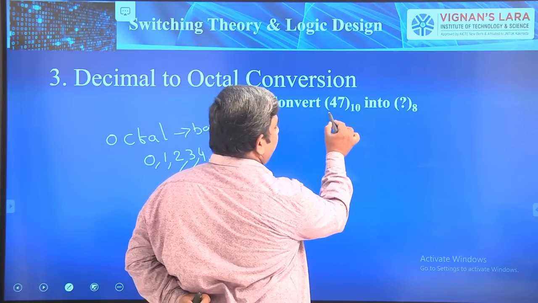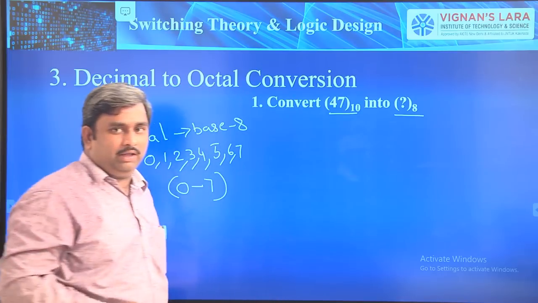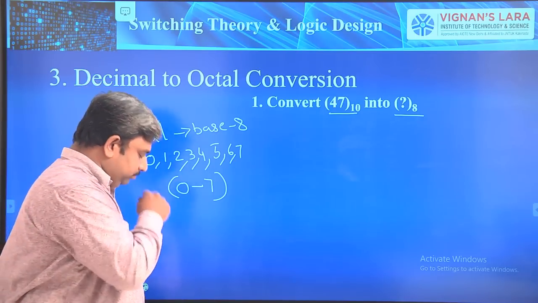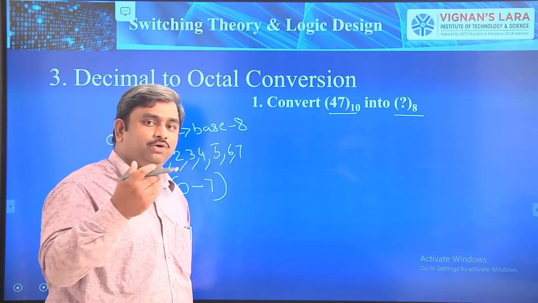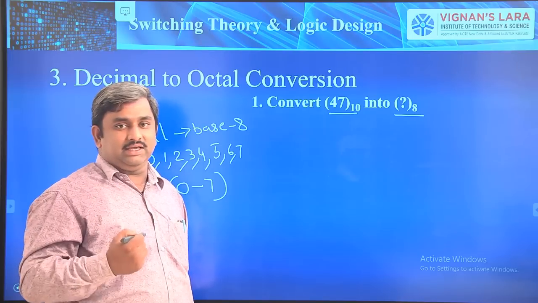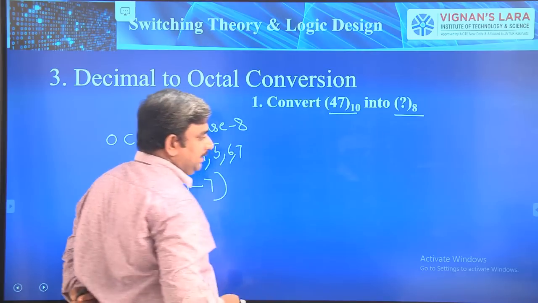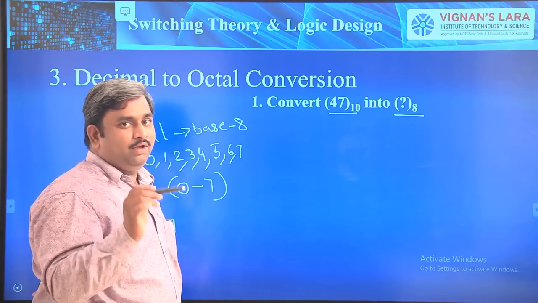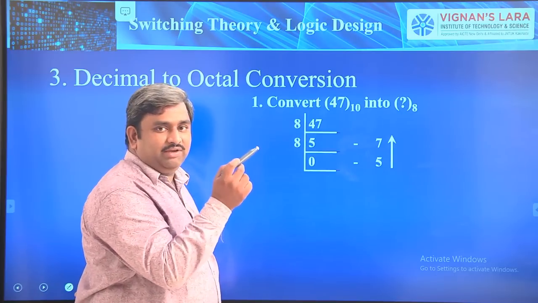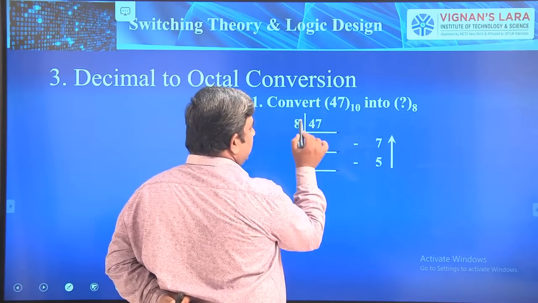Okay, so here the given number is in decimal, 47 of base 10. Now we have to convert it into the octal number system. If you have a decimal number and you want to convert it into any number system, you have to take that base for division purposes. Here 47 is the decimal number, and you want to convert into octal, that is base 8. So now you have to divide your given number by 8.